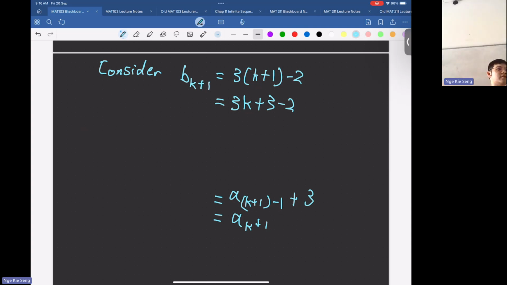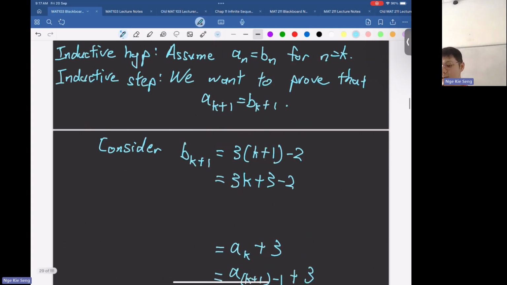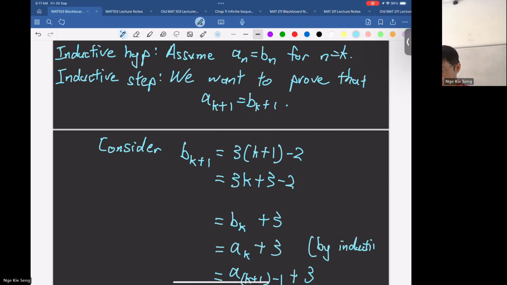This is how Yuliang told you, right? I just add 3 to the previous one. But what is this? This is just A_k plus 3. Yay! I see A_k now. When I see A_k, what does that mean? I can apply the inductive step, correct or not? Because I know that A_k equals B_k for n equals k. So this step here I will write by inductive hypothesis.